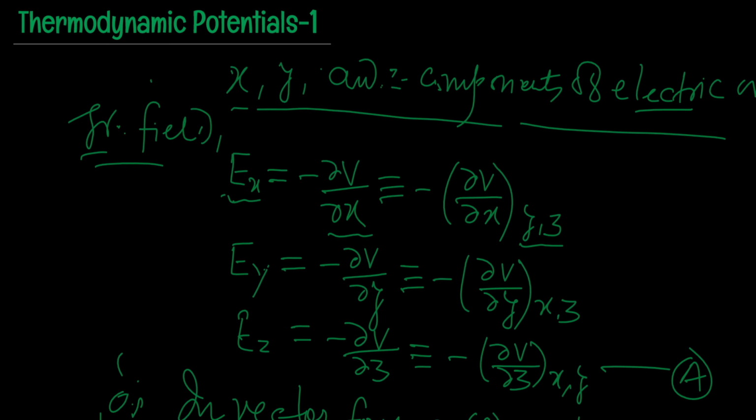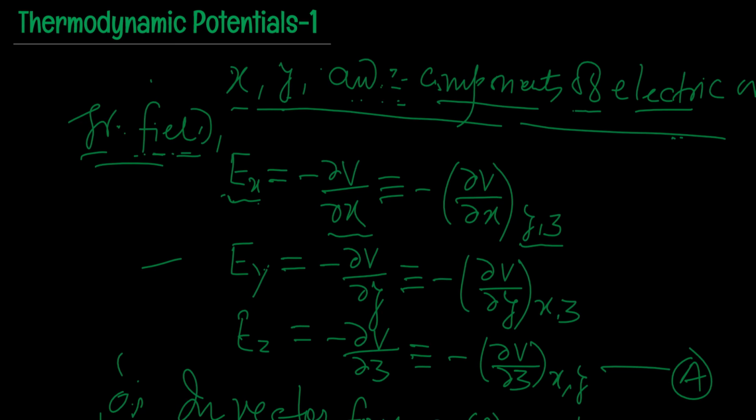The x, y, and z components of electric or gravitational field. We write it as Ex equal to. Be careful, here I have written Ex for the x component of either the electric field or the gravitational field. This symbol represents both of the fields.